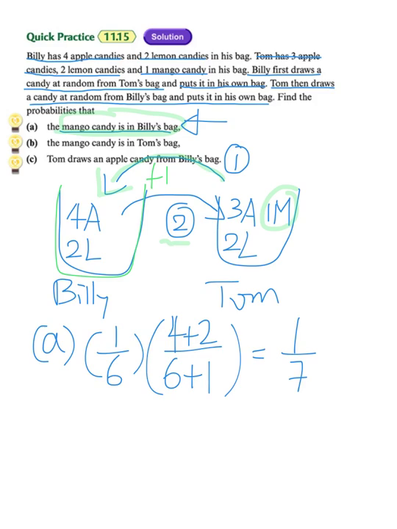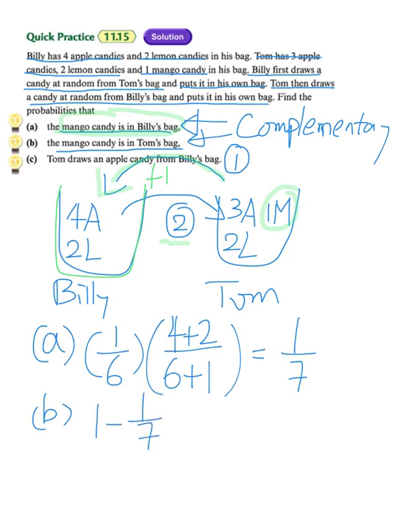The second case is that the mango candy is in Tom's bag. You can see very clearly that these two, part A and part B, are basically complementary events. The mango candy cannot fly away, it can only be in Billy's bag or in Tom's bag. So just 1 minus the part A result, and we will get the part B result. Finally, Tom draws an apple candy from Billy's bag.